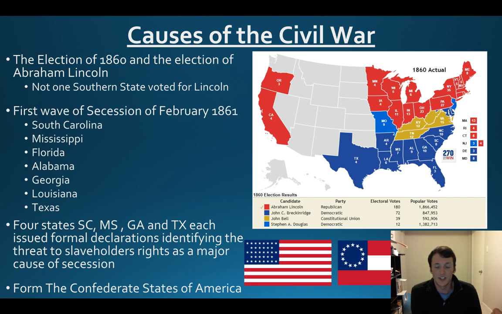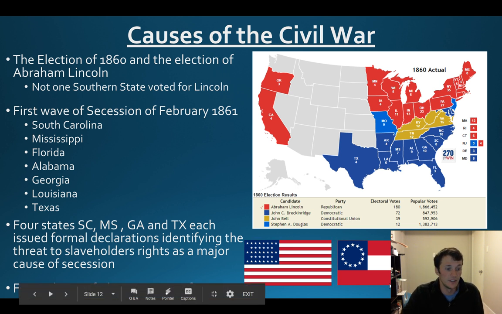So after all of the tension and all the buildup that we've been talking about and saw, you're going to get the first wave of secession in February 1861 following the election. South Carolina, Mississippi, Florida, Alabama, Georgia, Louisiana, Texas. These states are specifically identifying the threats to slaveholders' rights as their major cause of secession. It's in the declarations of secession, essentially. And they're going to form the Confederate States of America. And you can see the flags down here and the election results, right?